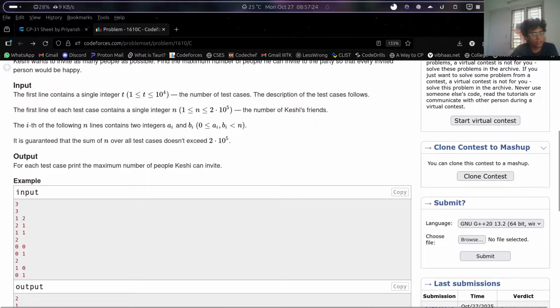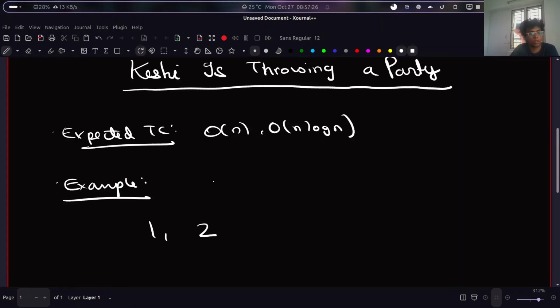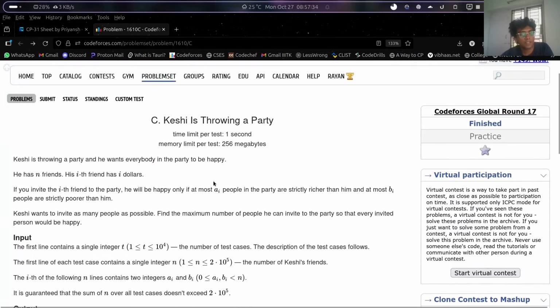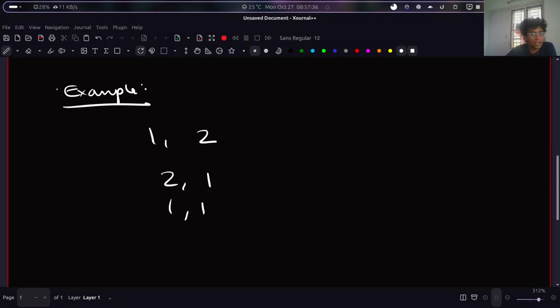So for example, here we have 1 2 and 2 1 1 1. Okay, and basically since the ith friend has i dollars, that means that the first guy is the poorest and the last guy is the richest. So when we are going down the list, we are going from poorer to richer.